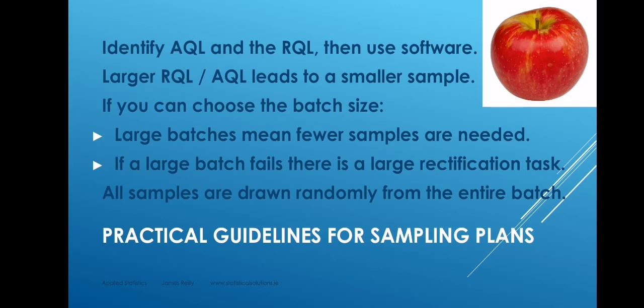And make sure that whether you're using single sampling plans, double sampling plans, or multiple sampling plans, all samples are drawn randomly from the entire batch. Resist the temptation to take samples at the start of the batch because always the sample must speak on behalf of the entire batch. So every sample should be drawn randomly from across the entire batch. You can read more about this in the textbook in section 8C.